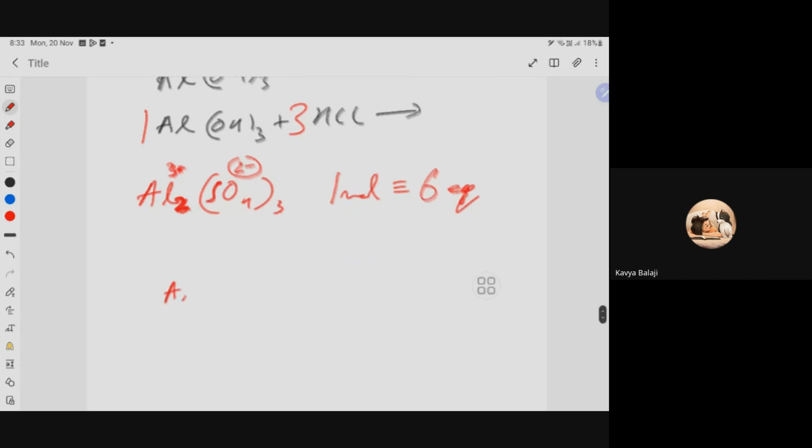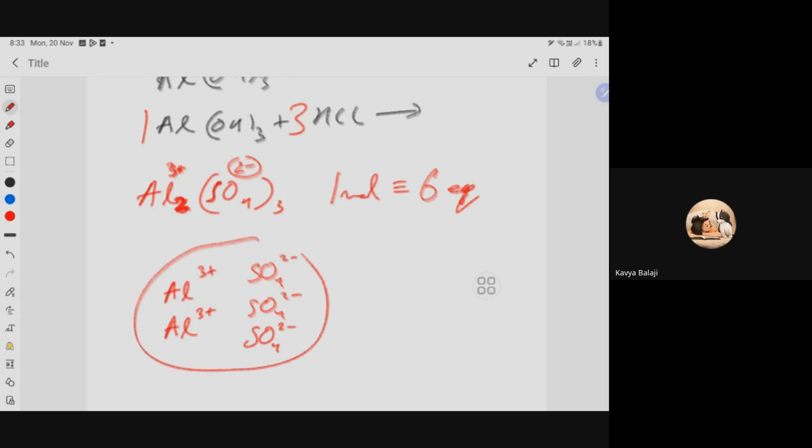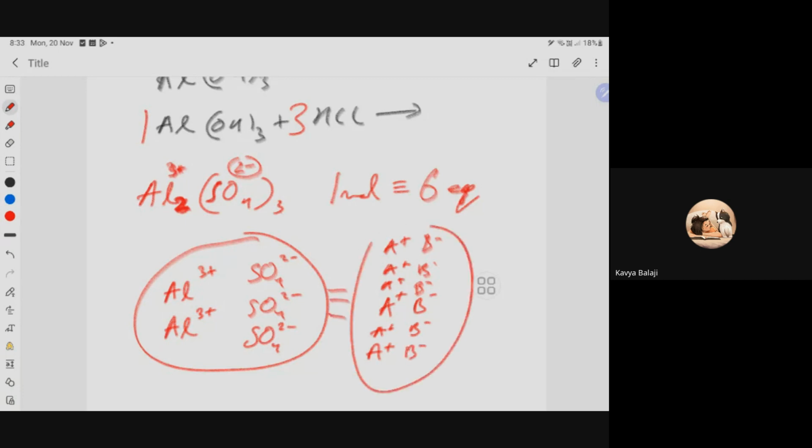If I have to draw it, it is actually Al 3 plus, 3 plus, SO4, just a little mental diagram in your head. So this is the crazy molecule, okay? It is a 6 minus or a 6 plus. So it is as good as something which was A plus and B minus, 6 of them, 6 A plus, same for B minus. It was as good as this kind of molecule. Got the point? So one of this is like 6 of this. So that is called equivalent.